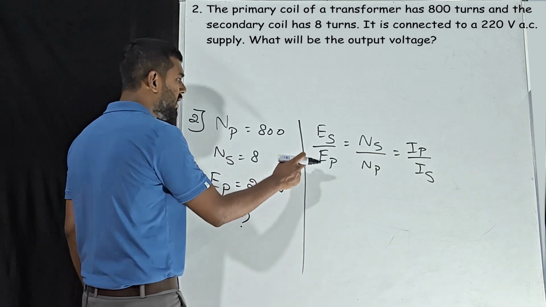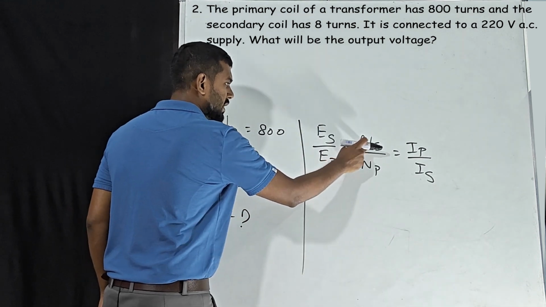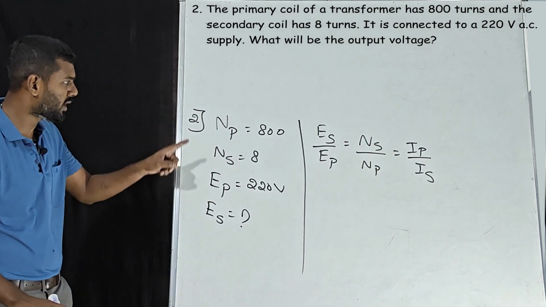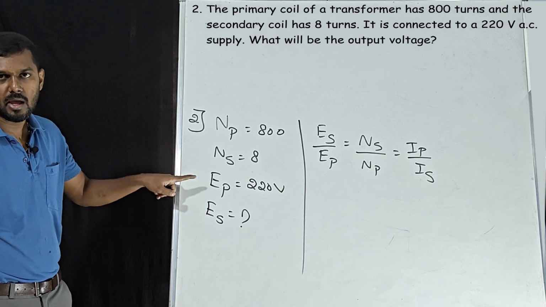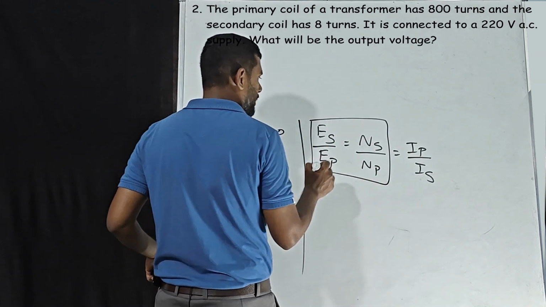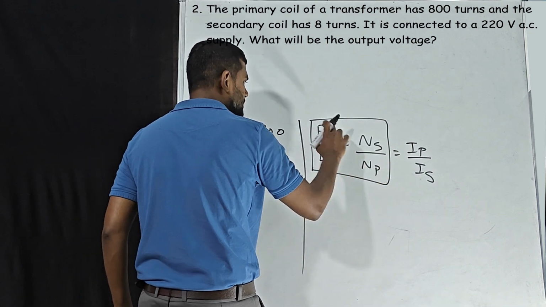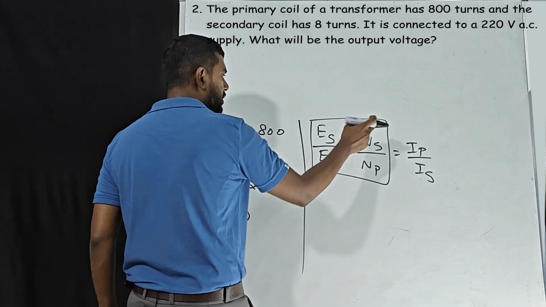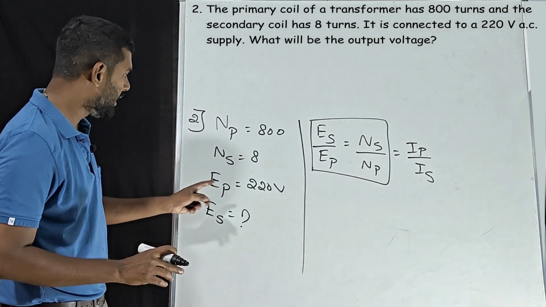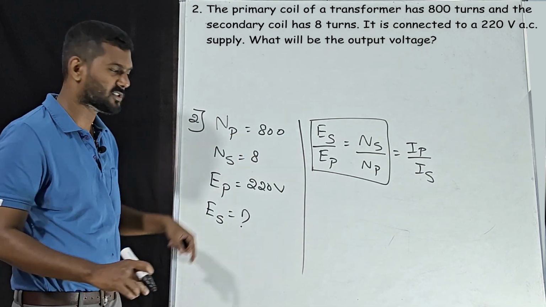Now listen, here there are three things: voltage, number of turns and current. This question is about the number of turns and the voltage. So we have to use only these two. If the question was about voltage and current, we should not use the number of turns, we should use ES by EP is equal to IP by IS. Anyhow, this question is about number of turns and voltage, so we are using the first two.